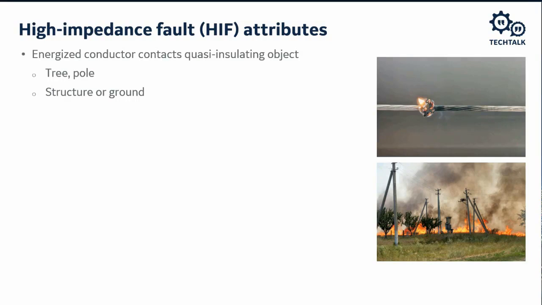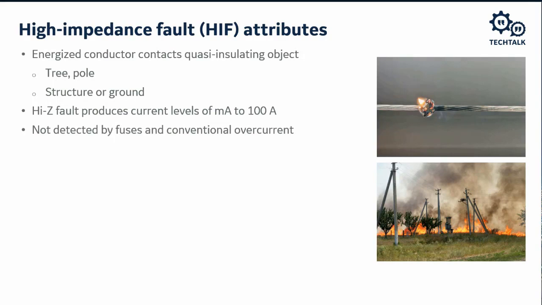A high impedance fault happens when a primary conductor makes unwanted electrical contact with a tree, a pole, a structure, or with the ground. Because of the large impedance in the fault path, the fault current can be a few milliamps to 100 amps. Even in cases where the instantaneous fault current exceeds standard overcurrent thresholds, the duration of this transient event is so short that the standard fuse or overcurrent elements that we use to detect overcurrent faults don't clear or pick up.